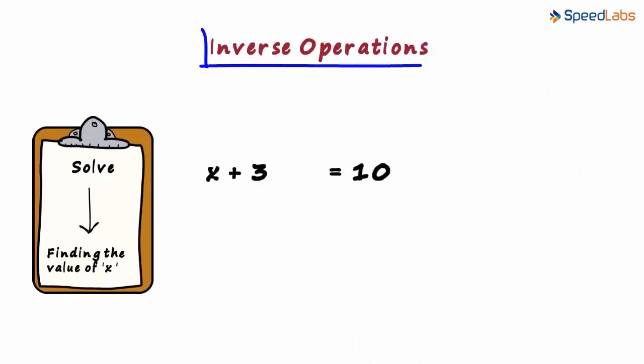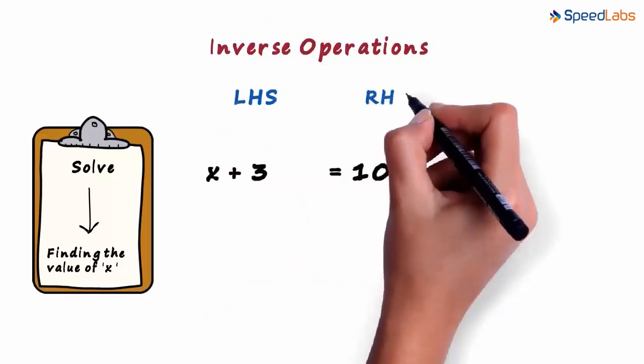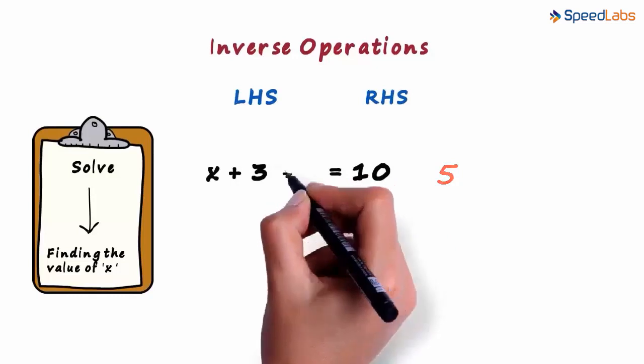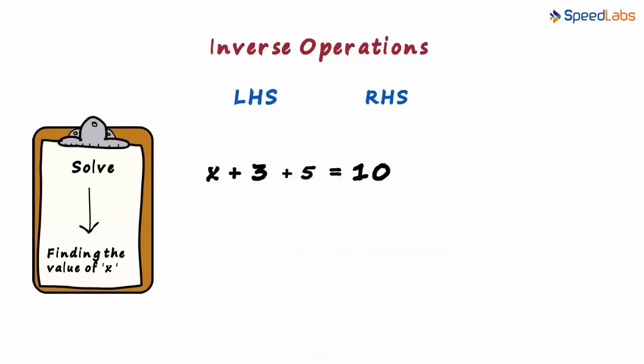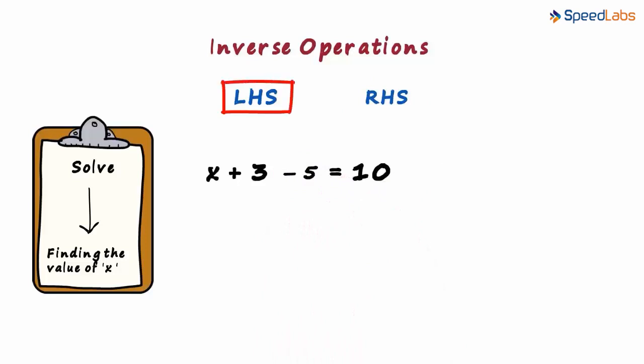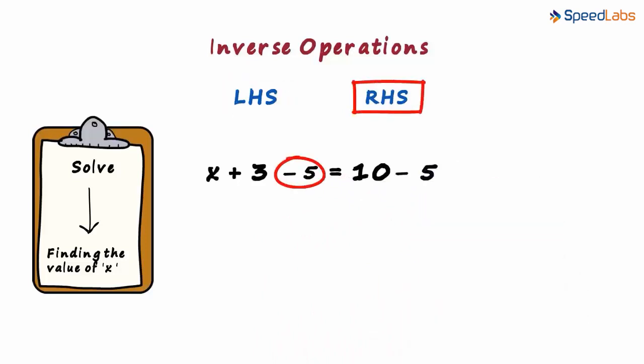Before you understand this method, we need to understand a simple concept. Whatever we do to the left-hand side, we do the same to the right-hand side. Let us choose a random number, say 5. Assume we add this number to the left-hand side. For the equation to hold true, we have to add the same number to the right-hand side. Similarly, if we subtract 5 from the left-hand side, we have to subtract the same number from the right-hand side.